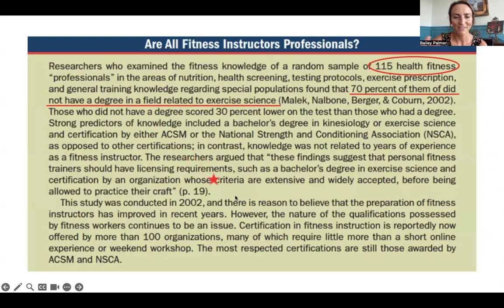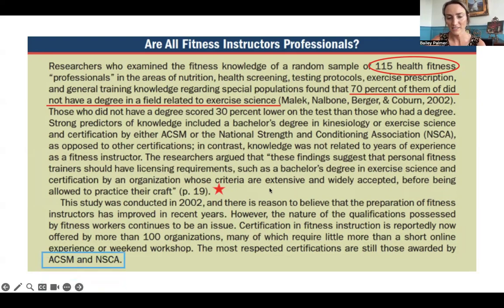The findings that this researcher suggested were that we would really like for people who are prescribing exercise, giving personal fitness advice, and counseling on nutrition to at least have some sort of bachelor's degree in the exercise science or kinesiology field and a certification or a license to do this. Because when they don't, it dilutes our field with individuals who are not as educated as the actual professionals who are really teaching this material.